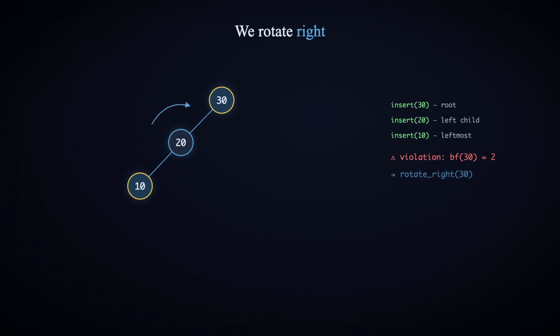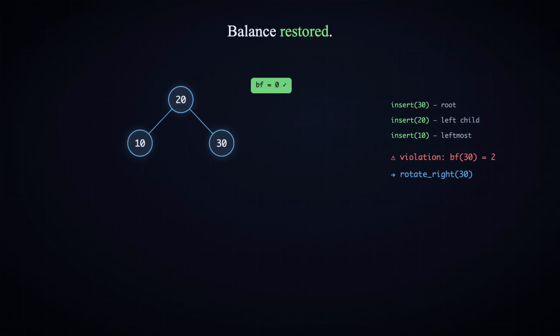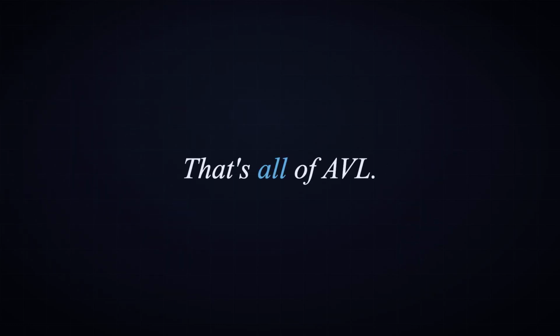Watch. When we insert 30, 20, 10, the tree leans left. So we rotate right. 20 rises up, 30 swings down. Order is preserved, balance is restored. There are 4 cases: left-left, right-right, left-right, and right-left. The first 2 need 1 rotation, the last 2 need 2. That's it. That's all of AVL.